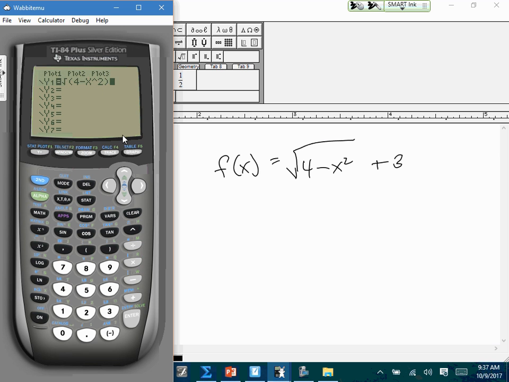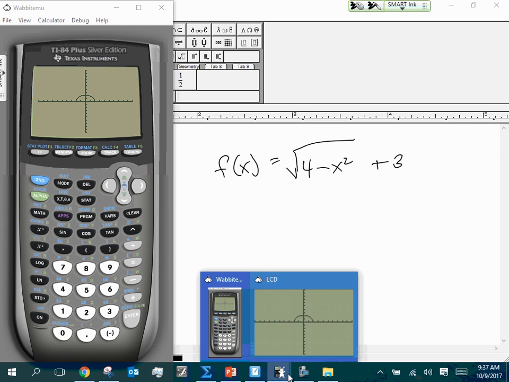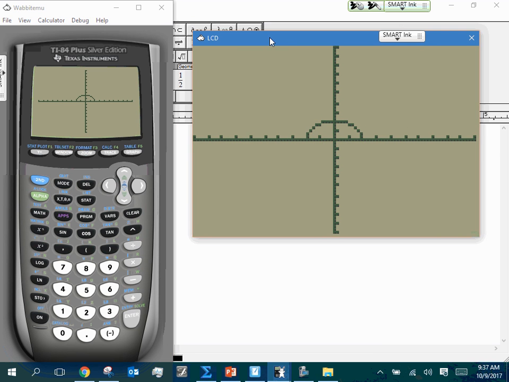Okay, I'm going to graph that, and when I graph that, it looks kind of elliptical, doesn't it? Okay, but the hope is that we realize it should not be elliptical. Because let's do this. Let's say that I had the function f of x is equal to the square root of 4 minus x squared.